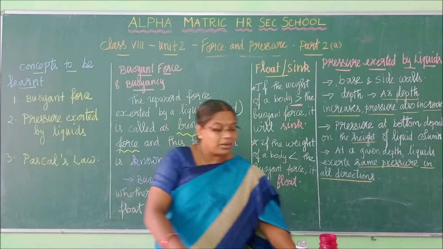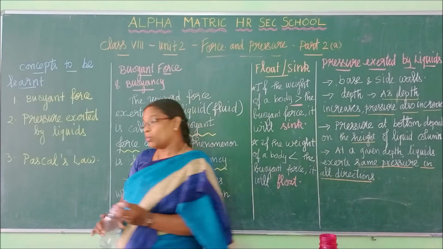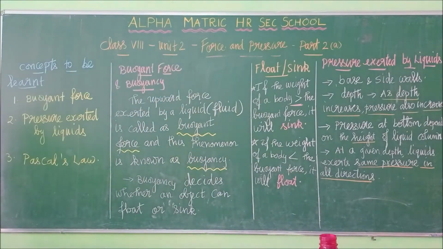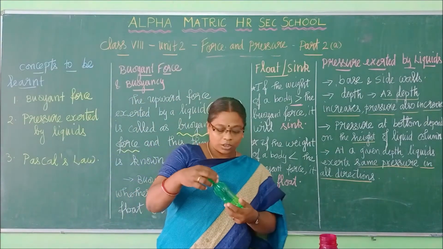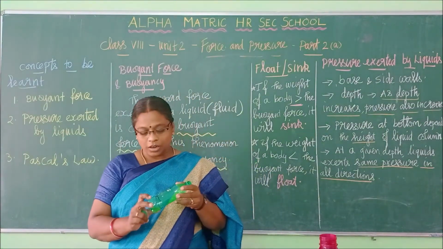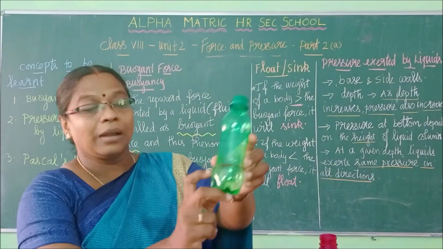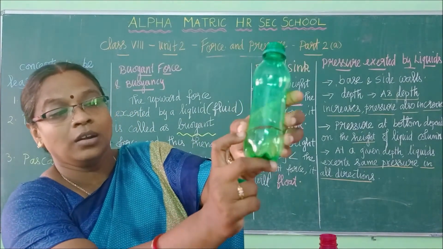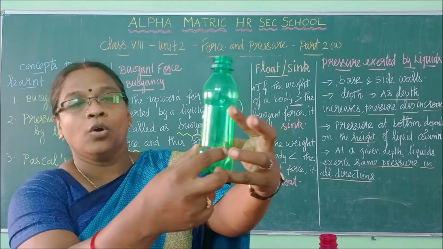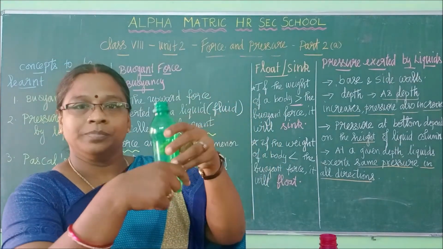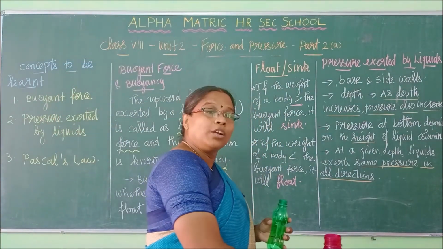Now the last point, children: at a given depth, liquids exert the same pressure in all directions. So this I will demonstrate with another water bottle, children. Now I have another, small water bottle here. Here I have marked one round. On that round I have made 3 holes, 1, 2 and 3 holes, which are at the same height. Right? Now I am going to pour water in this.